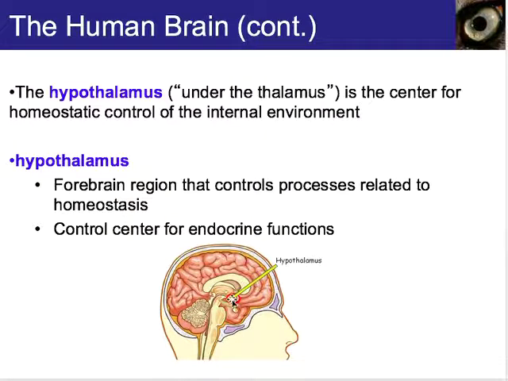The hypothalamus, which is under the thalamus, is a center for homeostatic control of the internal environment. This is what is going to be controlling your body temperature, your hormones, anything that keeps your body running. So the hypothalamus is the forebrain region that controls processes related to homeostasis. It's the control center for the endocrine function. And remember, endocrine means hormone.